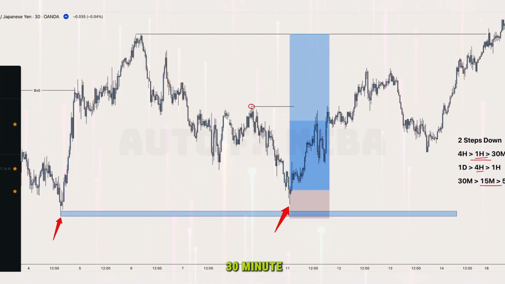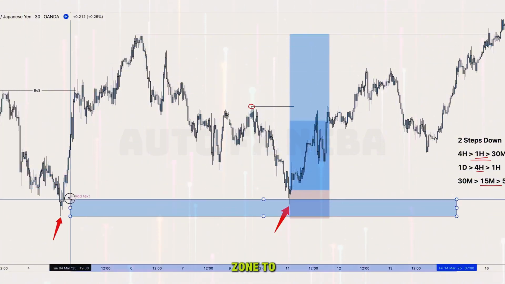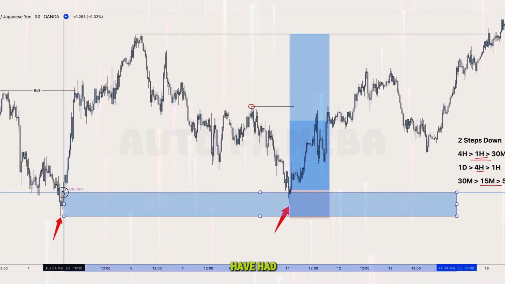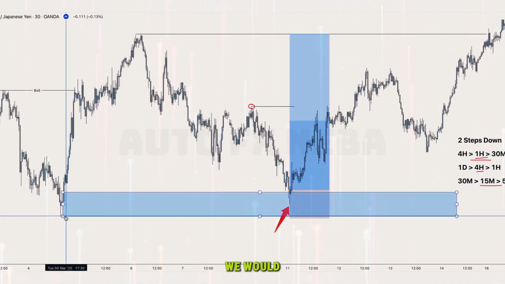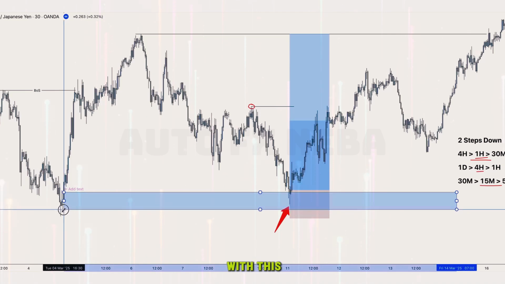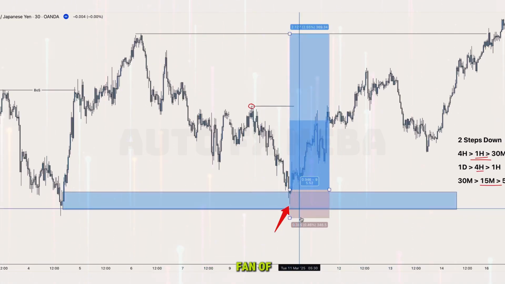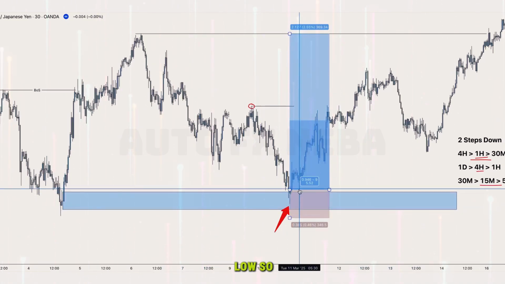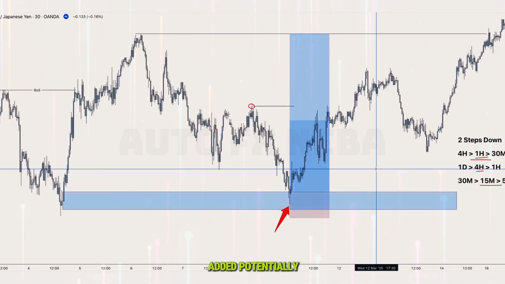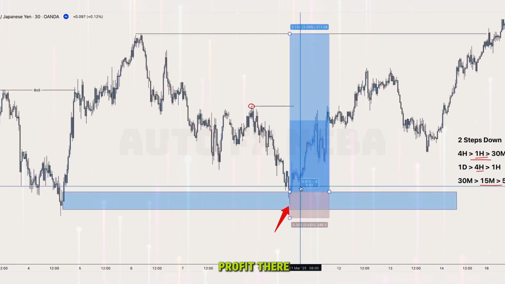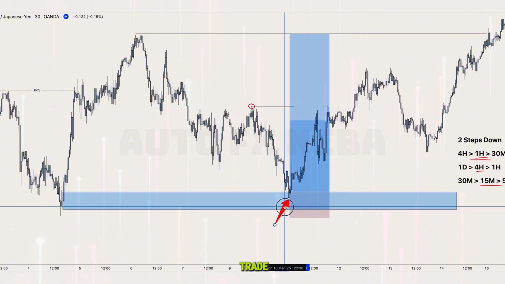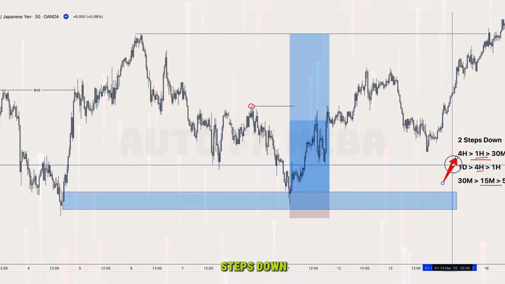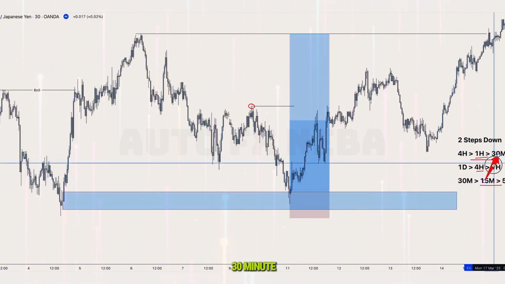Now, while we're here, we can take a look. We're on the 30-minute time frame. If we refined our zone to the 30 instead, we would have had this area to work with. We would have had this area to work with, this candle. I still am a fan of putting stops under the low, so I'd keep that there. But we could have added potentially another little bit of profit there and turn this into a 6% trade by following that 2 steps down, 4-hour, 1 hour, and then 30-minute.